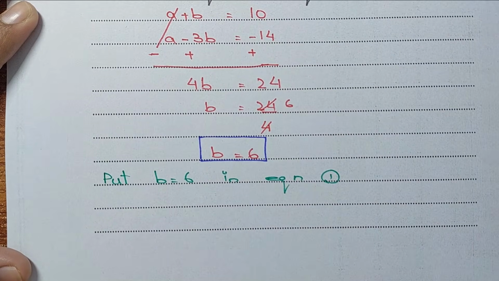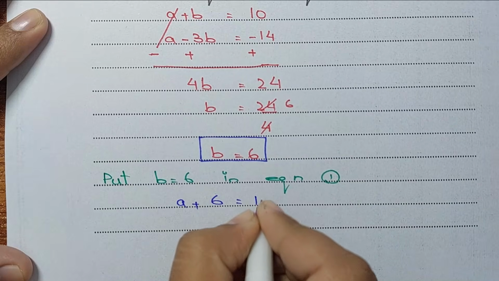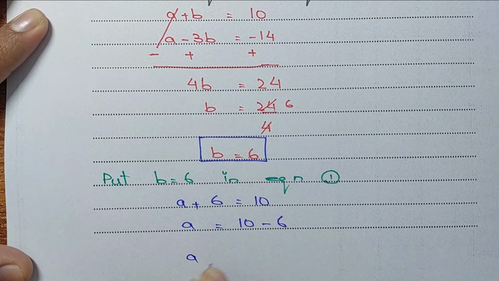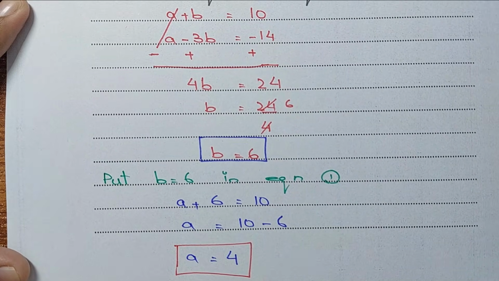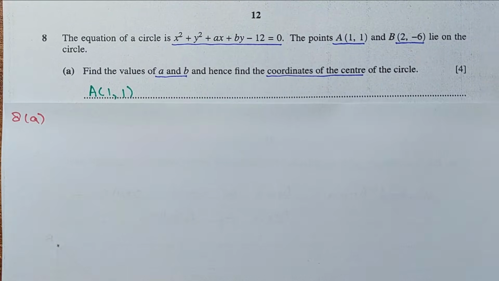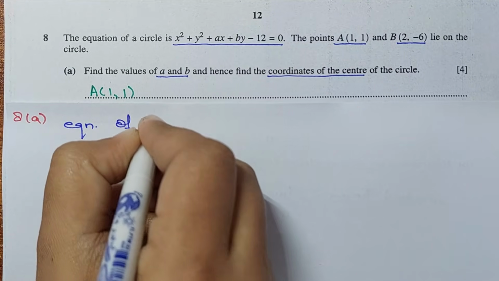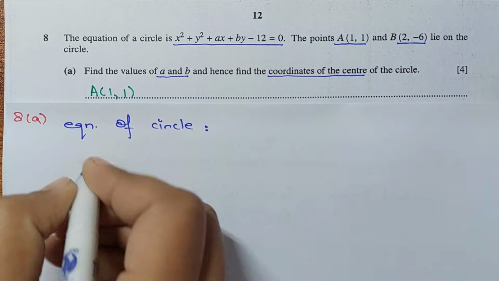Okay, so equation 1 says a plus b would be 10. So a would be equal to 10, take away 6, a is 4. So we are done with a and b. So a is 4, b is 6. Okay, now the next thing is to figure out the coordinates of the center. Now the equation of circle is, by plugging the values of a and b, a is 4 and b is 6.